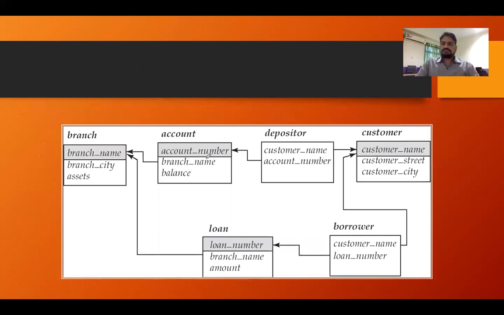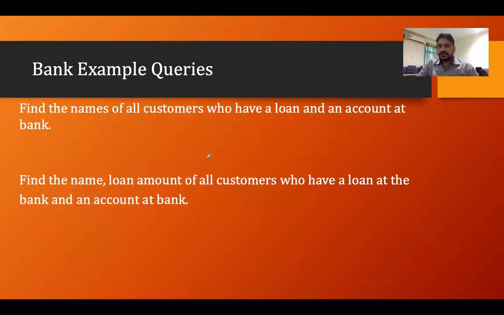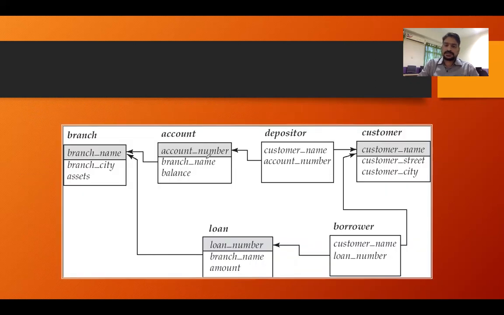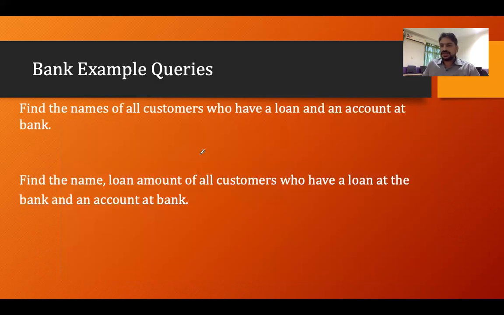Let's see the same database again, where we have branch, account, depositor, customer, borrower, and loan. Let's see some examples. The first example is: find the name of all customers who have a loan and an account at the bank. What is required? The customer should have a loan as well as an account. So how will I get that record? There is a customer name here and a customer name here. This customer name will tell us those customers who have an account, because they are depositors. This customer name will tell us that these are borrowers and they have a loan. So we can make an intersection of these two and we'll get it.